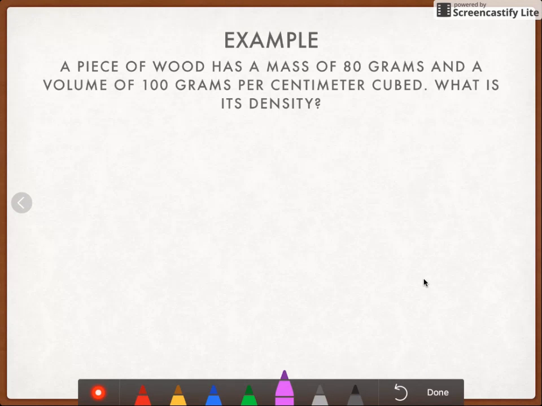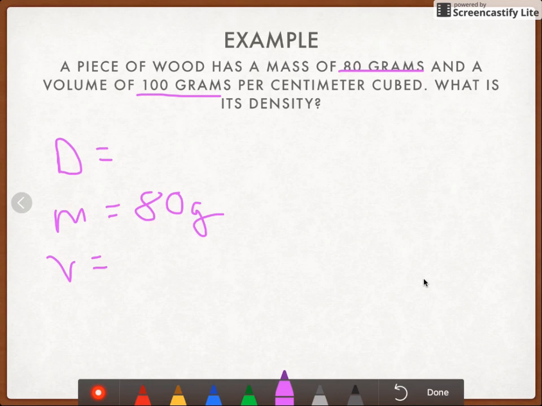So when you do this, all you have to do is have your equation and plug and chug and you're good. So for example, this says I have a piece of wood that has a mass of 80 grams and a volume of 100 grams per centimeter cubed. What is its density? The first step to any kind of math problem in my class is to write down all the variables, put an equal sign next to it, and write down which ones you know. So it says the mass is 80 grams, and the volume is 100 grams per centimeters cubed.